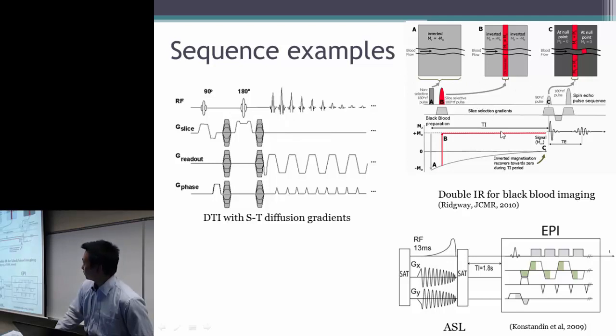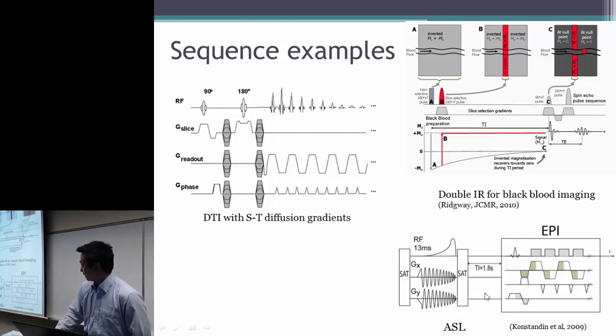And here is the double inversion recovery pulse sequence for black blood imaging. It will remove the blood signal to give you a black blood image.